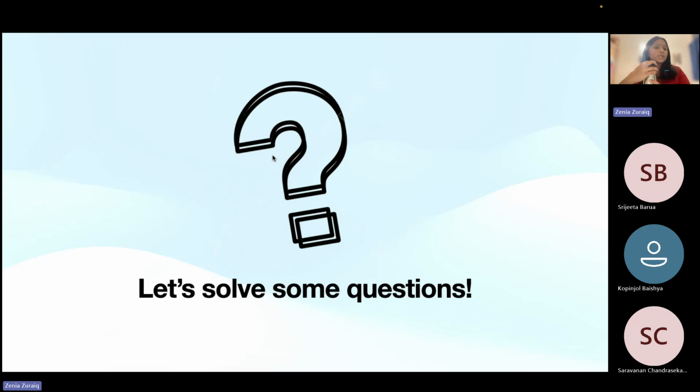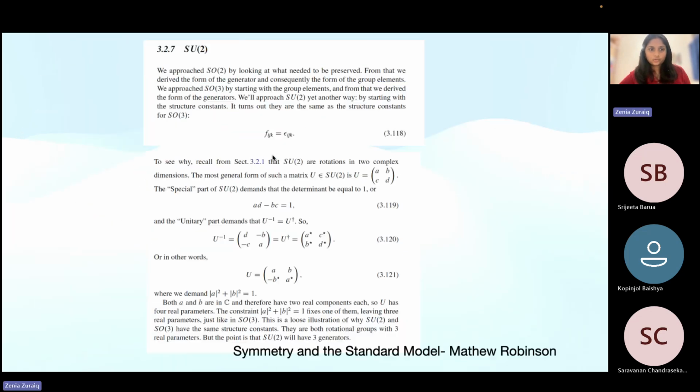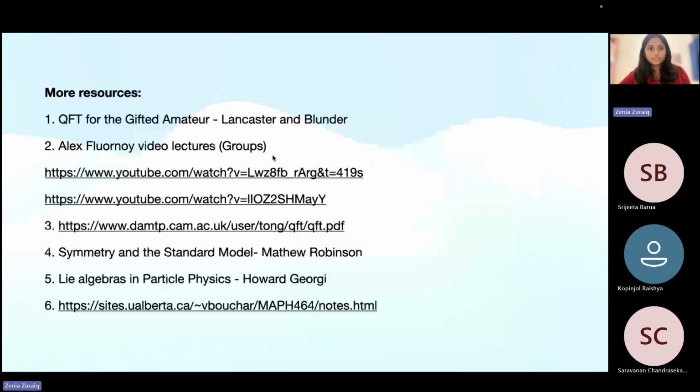Okay, so that was a quick recap of first the Dirac equation and then also a little bit of group theory. It's not very comprehensive because I hope that you've been getting enough from your lecture notes as well. But if you have any doubts, feel free to ask me. I've put the list of references here. I really recommend this book, Symmetry and the Standard Model, for group theory, Chapter 3.